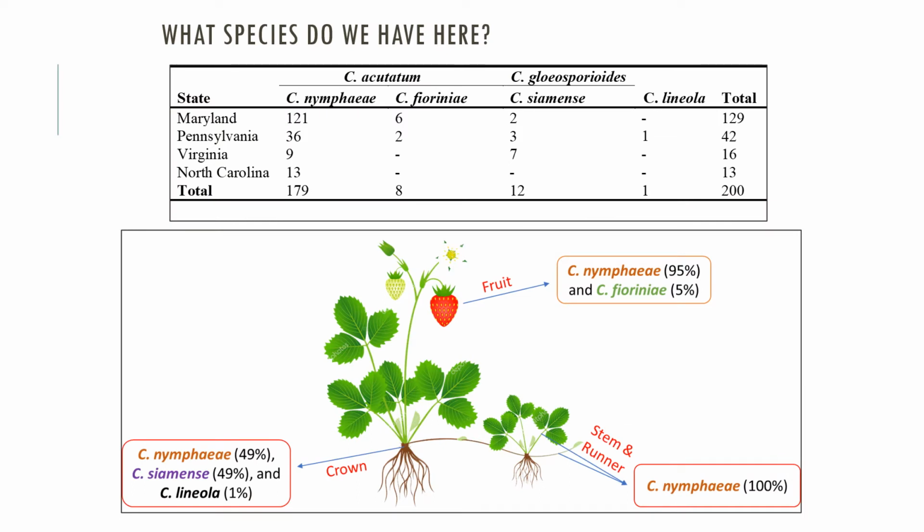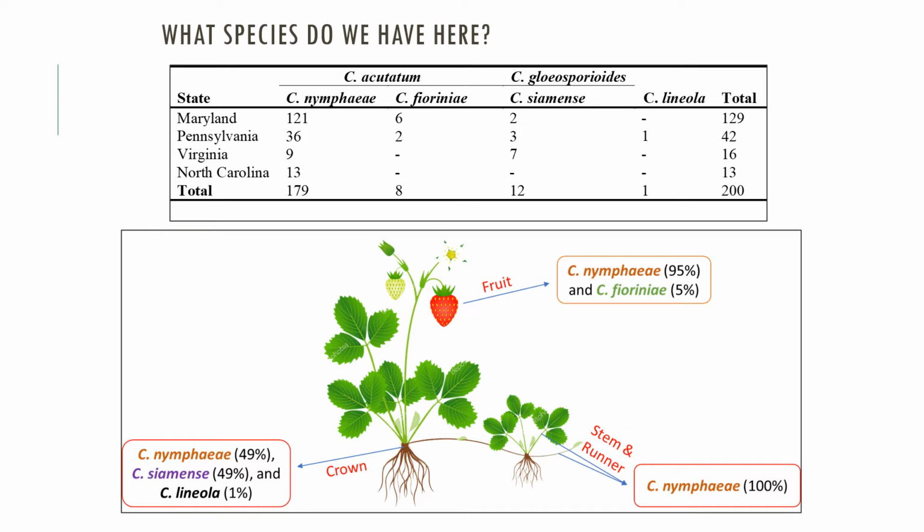What Colletotrichum species do we have here? Now, as we just mentioned, strawberry anthracnose could be caused by either Colletotrichum acutatum or Colletotrichum gloeosporioides. Traditionally, acutatum was thought to be the cause of fruit rot, whereas gloeosporioides was the cause of crown rot. However, most recent studies have confirmed both species being the complexes, meaning that there are different species under each complex.